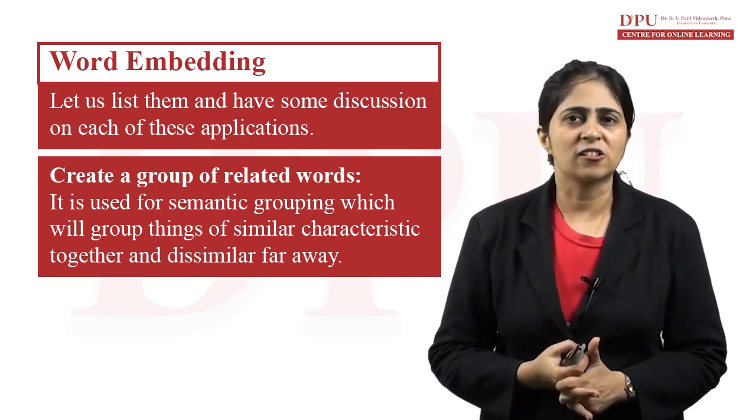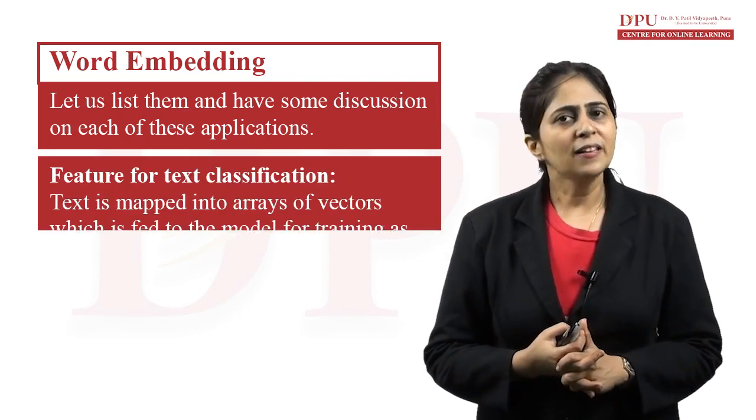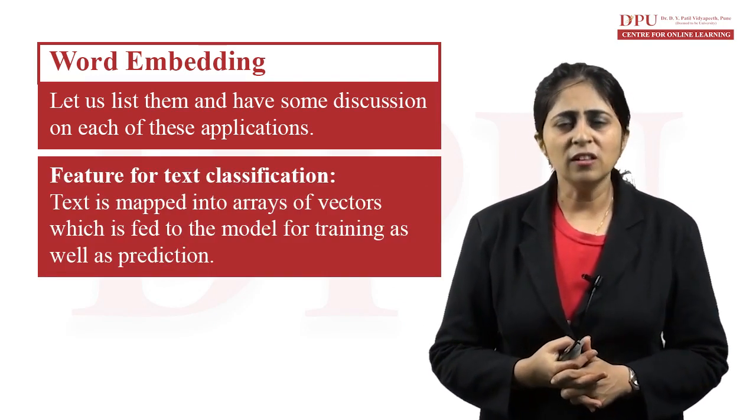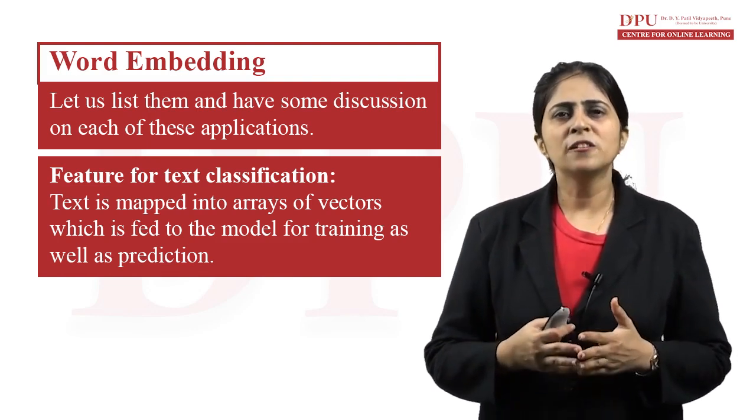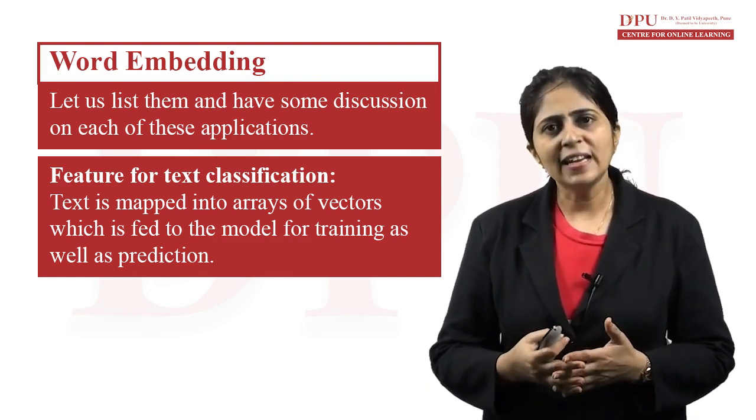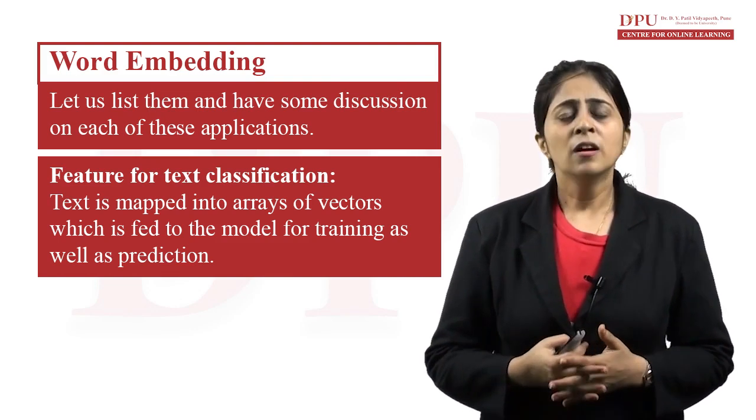and dissimilar words will be kept in a different section. Then the feature for text classification: the text is mapped into an array of vectors which is fed to the model for training as well as prediction.